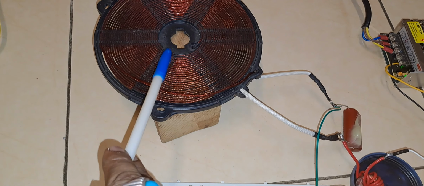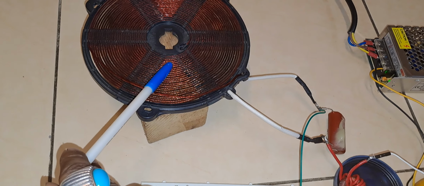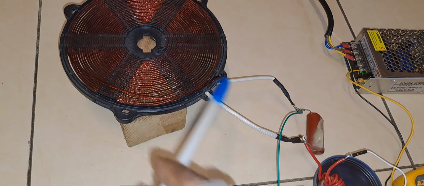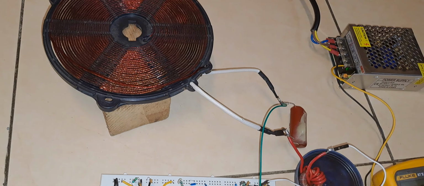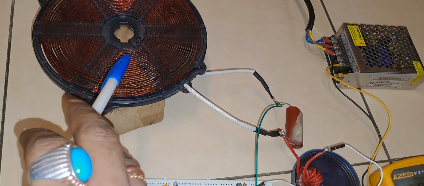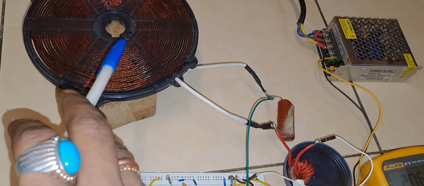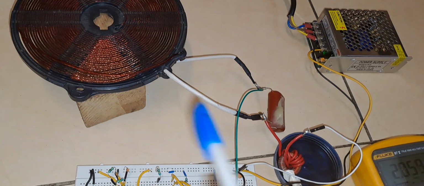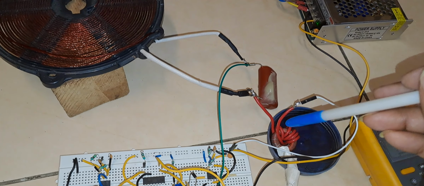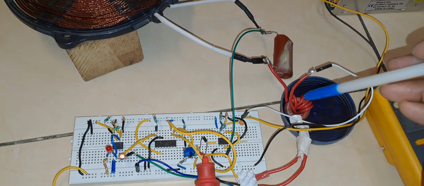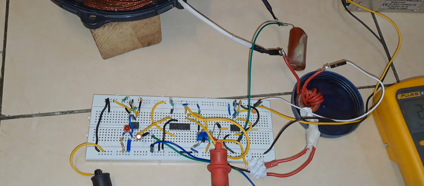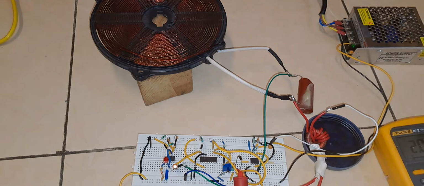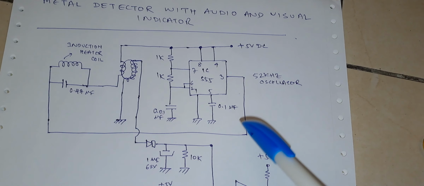Whenever we bring metal in contact with this coil or in the close vicinity of this coil, the voltage across this circuit will change. That means this circuit is actually tuned into resonance. So whenever there is a metal presence, the resonance will shift and the current flow in the circuit will change. This change of current flow will be detected by this transformer, and the secondary of this transformer is analyzed by this comparator circuit. So let us look into the circuit diagram first, then I will show the performance of this circuit. As you can see, this is the circuit diagram.